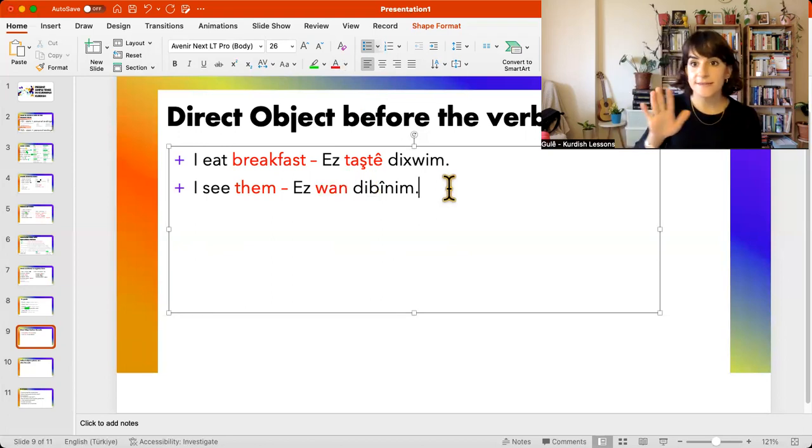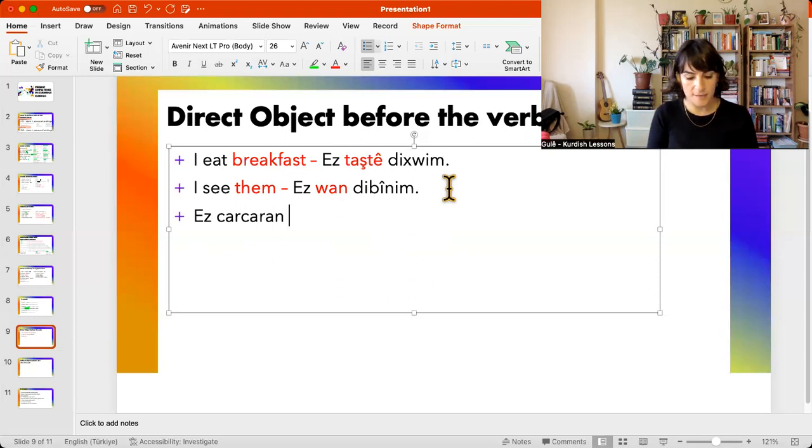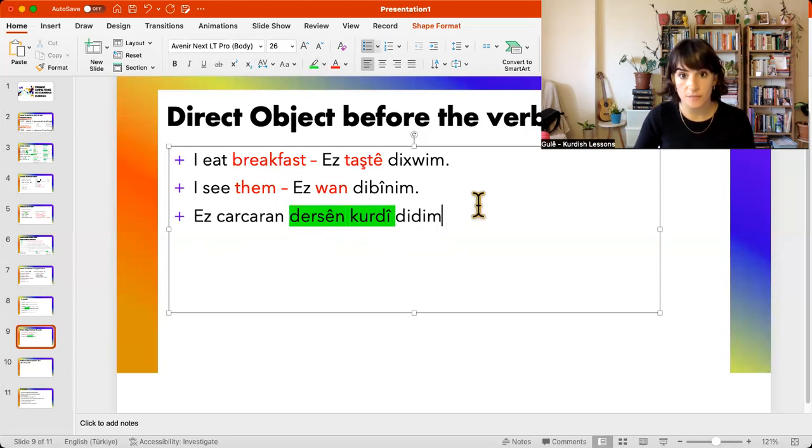Okay, so it is the rule. If you have a direct object, it's before the verb. For example, "dersen Kurdi dedim." Here, dersen Kurdi is the object, before the verb dedim.